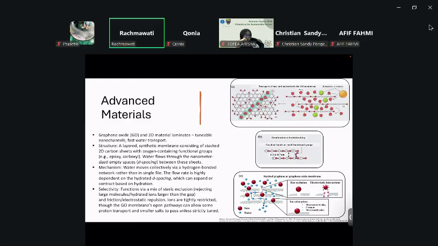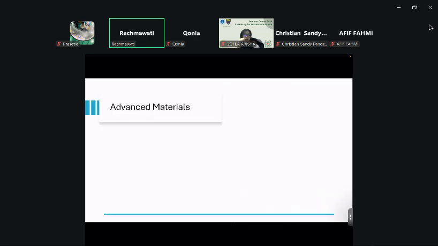Or even this, when you have stacked graphene or graphene oxide, you have a layer here, and this is the route of the water. That actually enhances the rejection and the selectivity of the material. So you can imagine it's like a composite of organic and inorganic materials.